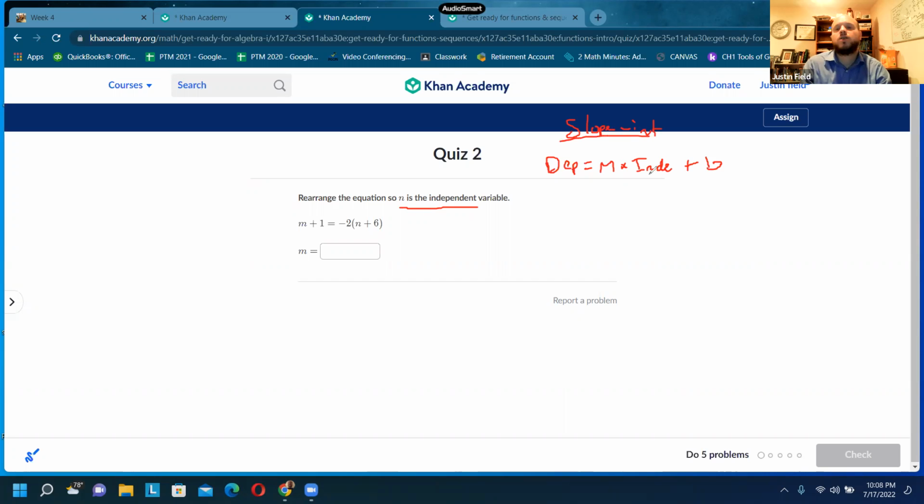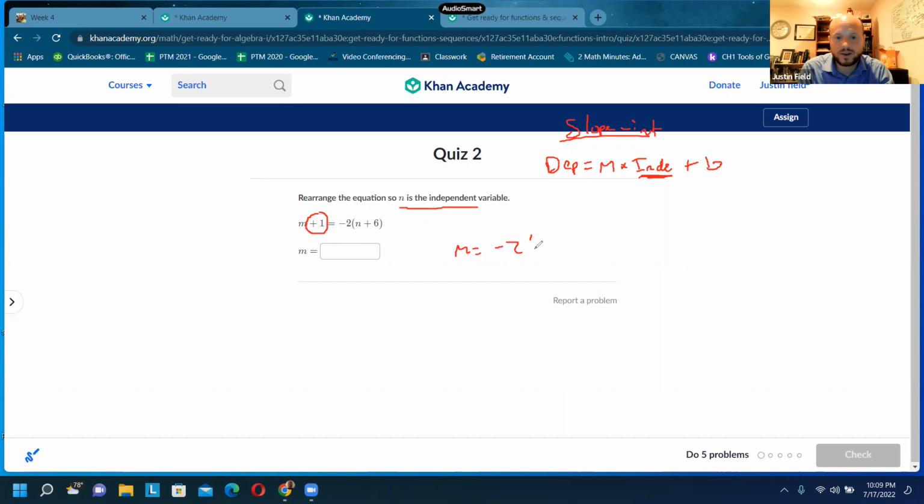So, you can just remember that the independent is the one on the side with everything else, and then the dependent is on the side by itself. So if we want n to be the independent variable, we want to get it over on the side with everything else, and then m has to be all by itself. So really all that needs to happen is that 1 needs to go on the other side. We could do that very easily.